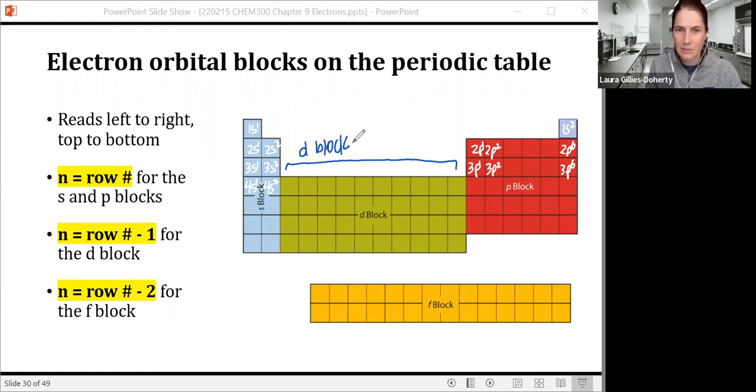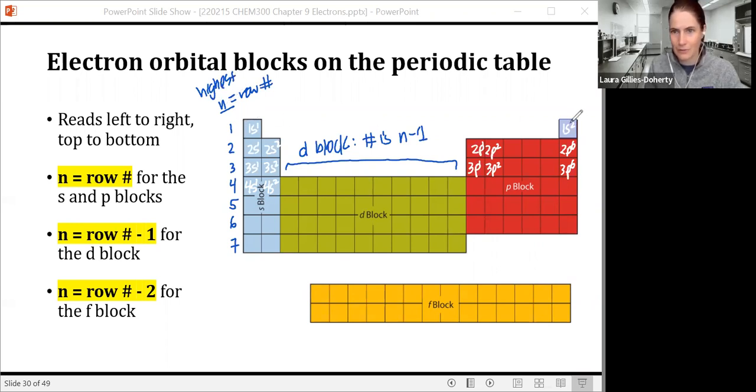And when we number the D block, the number is n-1, which means it's the row number minus 1. So 1, 2, 3, 4, 6, 7. So our principal quantum number, the highest quantum number that the electrons will have, is related to the row number. So highest n is the row number.